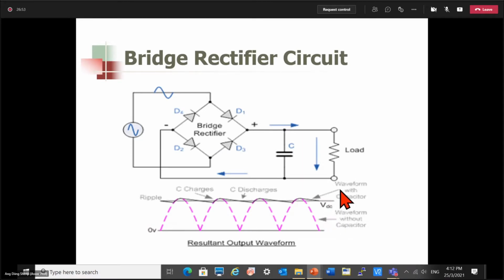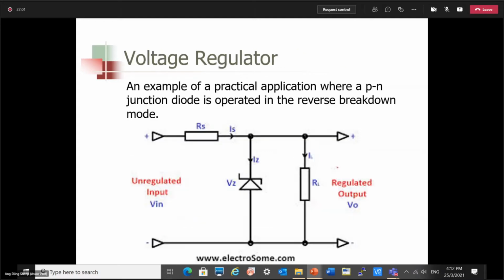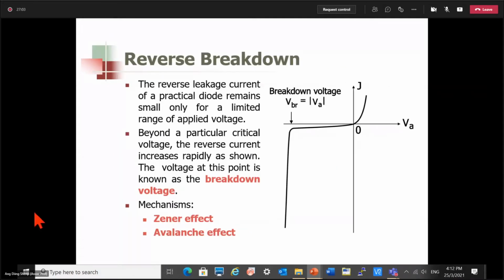All right, so I just want to give you an idea that reverse breakdown is not necessarily a bad thing. In fact, it has a very important practical application. Now, having said that, not all breakdown is good. In particular, avalanche breakdown is bad. So we will try to understand why that's the case.